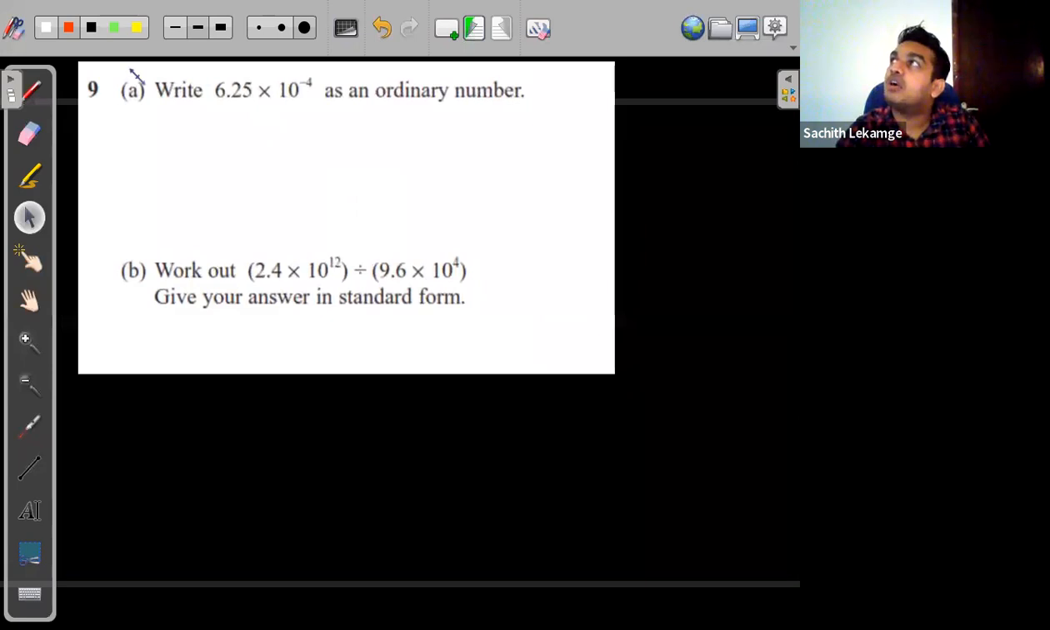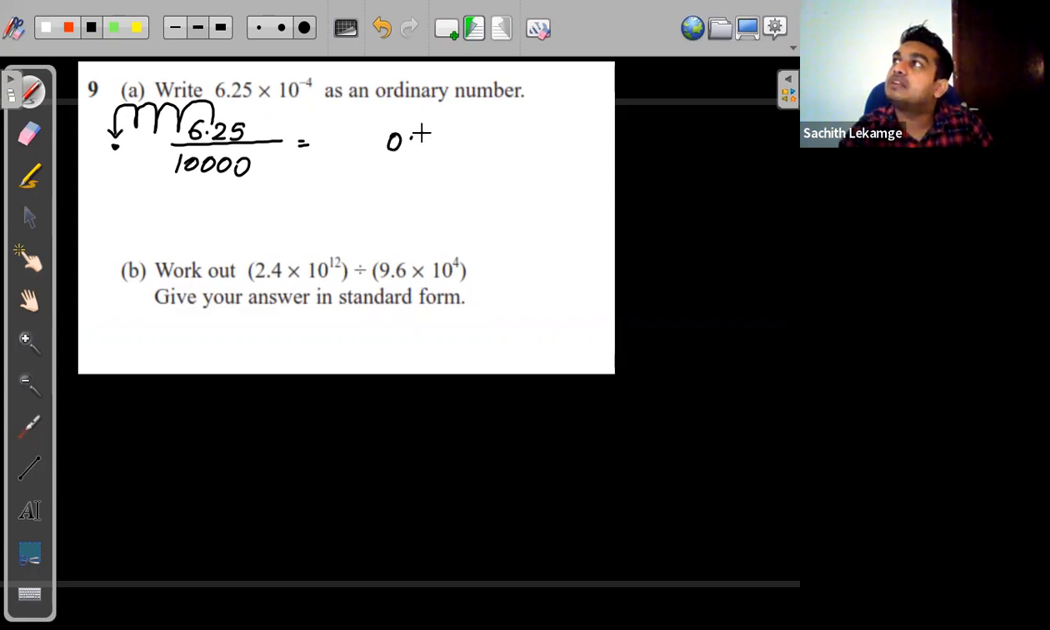First one, ordinary number, what you need to do? 6.25 divide by 10,000. So the decimal point should go 1, 2, 3, 4. This is where the decimal point goes. These three gaps should be filled with 0, giving 0.000625. Got it?